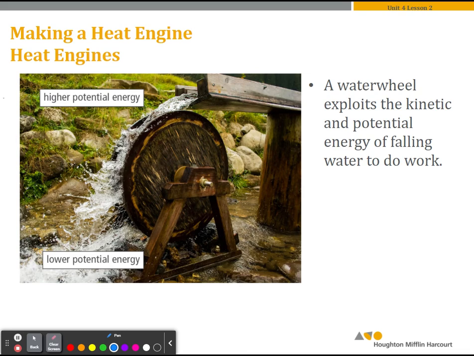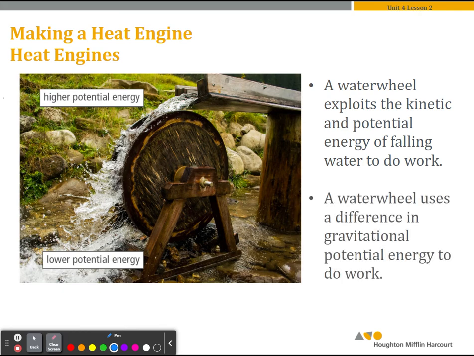Some water wheels will just dip into a river, and the river will flow by and turn the water wheel instead of falling from above. And in that case, you're really mostly turning it with kinetic energy. A water wheel of this type uses a difference in gravitational potential energy to do the work. Again, it's an energy difference. Okay, keep that in mind.